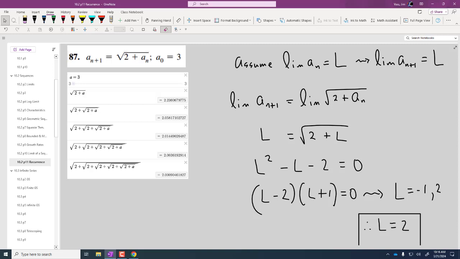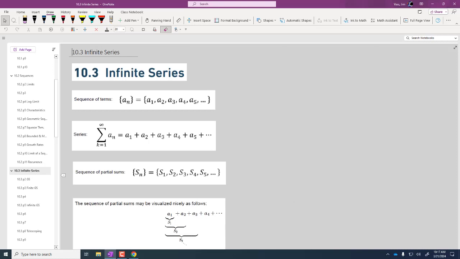Okay, so now we've got sequences dialed. Now the heart of the section, the heart of the chapter, I should say, infinite series. So over this weekend, make sure you get caught up, get all that 10.1, 10.2 preliminary homework done, because infinite series is the heart of chapter 10.